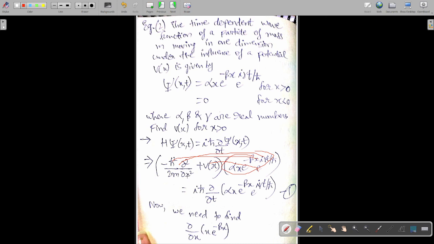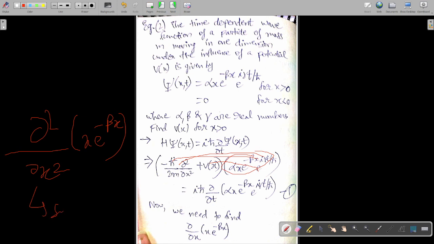So in order to avoid that, we will simply find out the value of this double partial differentiation with respect to x of x e to the power minus beta x separately, and then after that we will put its value in this equation number 1 later on. So we need to find del by del x of x e to the power minus beta x.